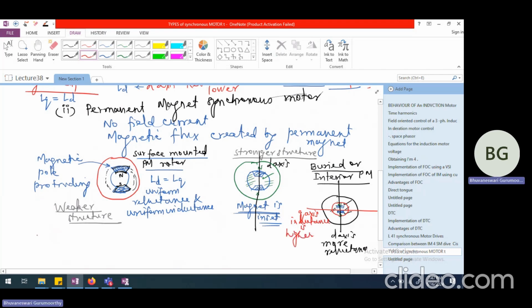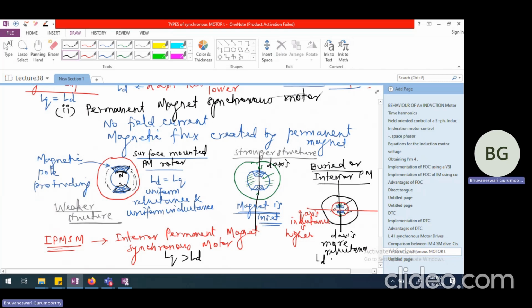So in this particular case, in a buried or interior permanent magnet machine, IPMSM, interior permanent magnet synchronous motor, you will see that Lq is greater than Ld because of the presence of permanent magnet. The reluctance will increase along the d-axis, which means inductance Ld is lower. So Ld is going to be lower in the case of an interior permanent magnet machine.